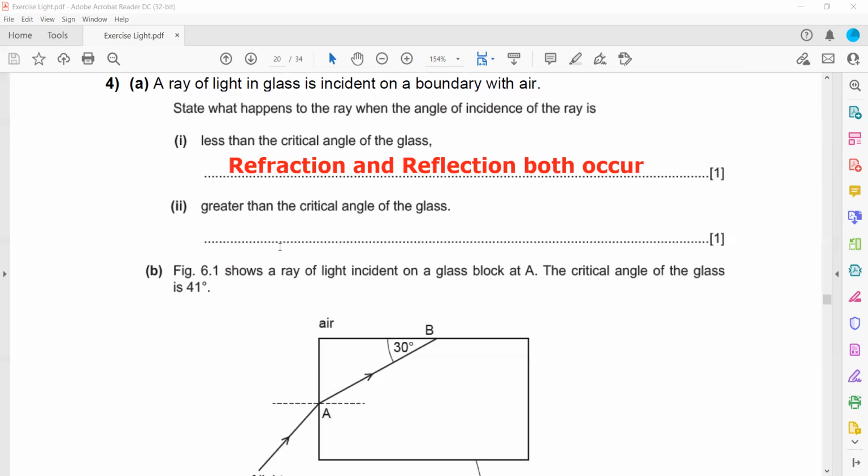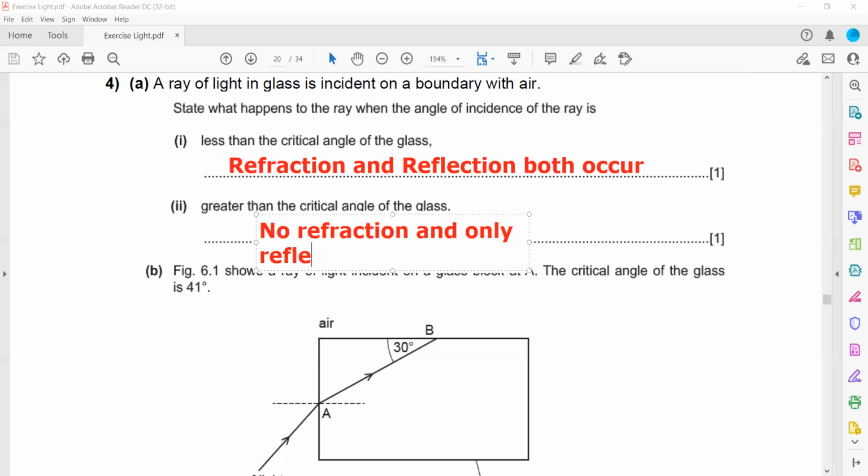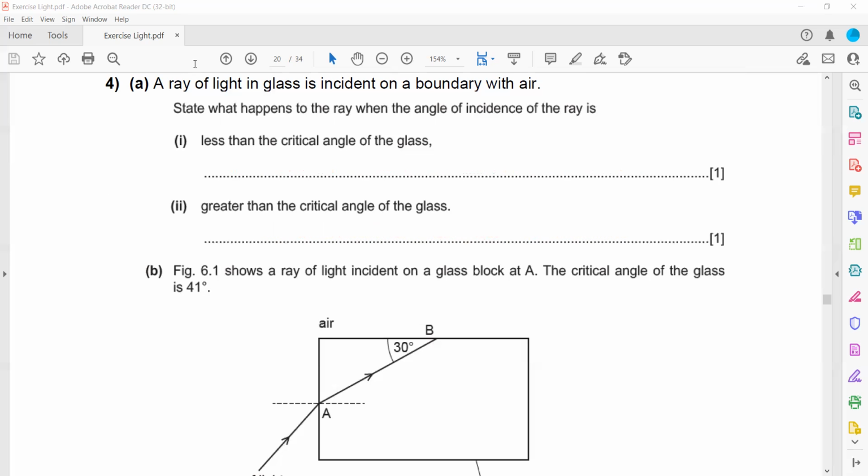If the angle is greater than the critical angle, then what will happen? There will be only reflection, or you can say no refraction, and only reflection will take place. So when the angle of incidence is less than the critical angle, there will be refraction and reflection, both occur. But if the angle of incidence is greater than the critical angle, there is no refraction, all of the light will reflect back.